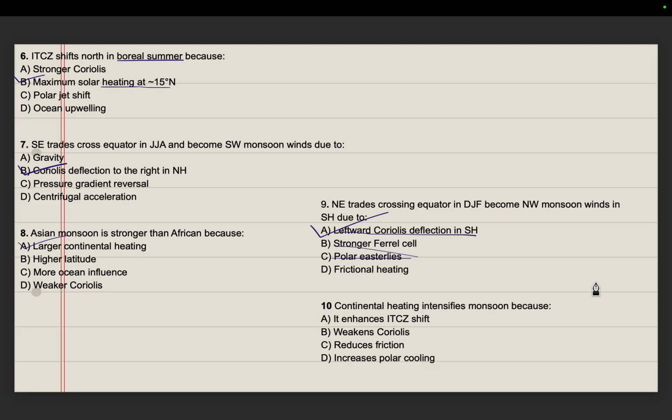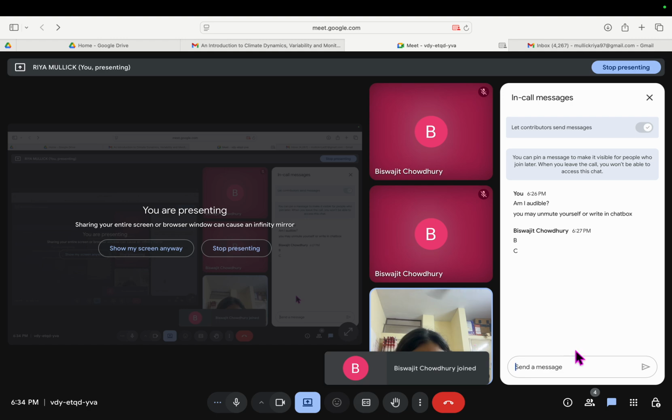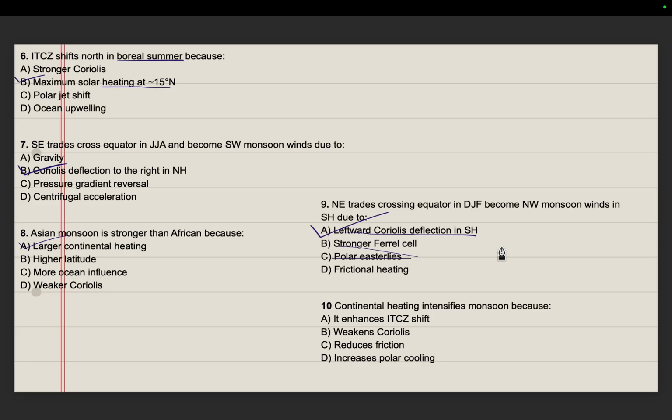Question 10. Continental heating intensifies the monsoon because it enhances the intertropical convergence zone shift, weakens Coriolis force, reduces friction, or increases polar cooling.